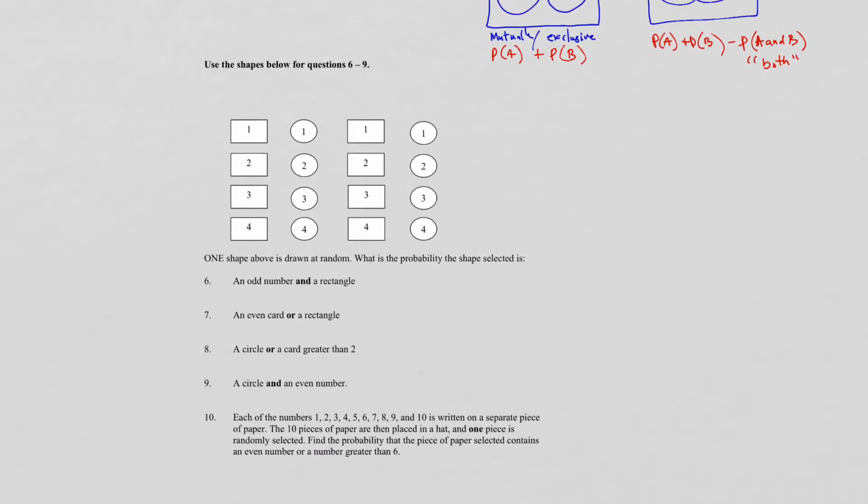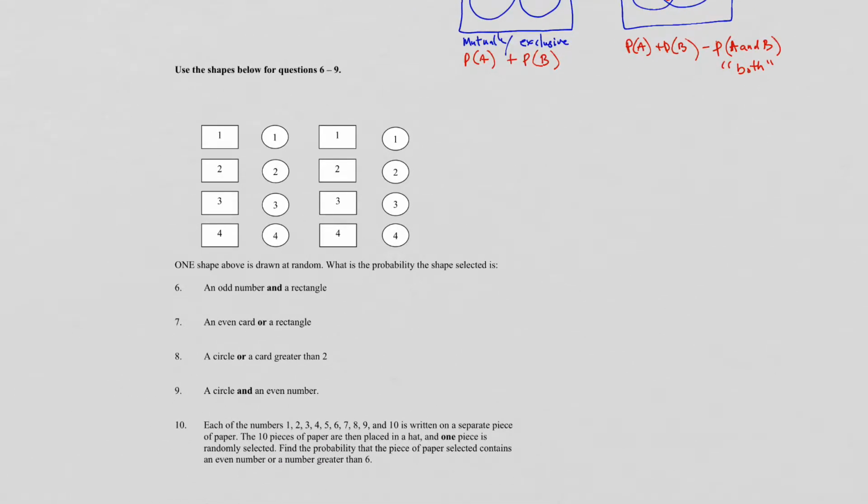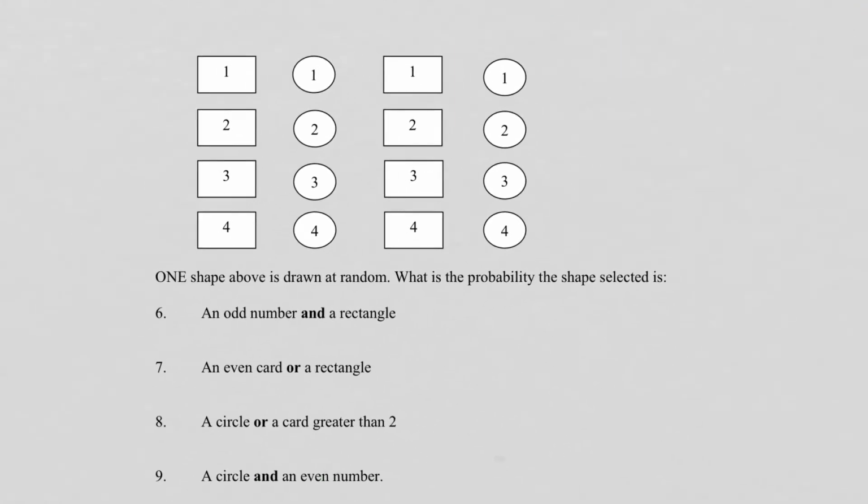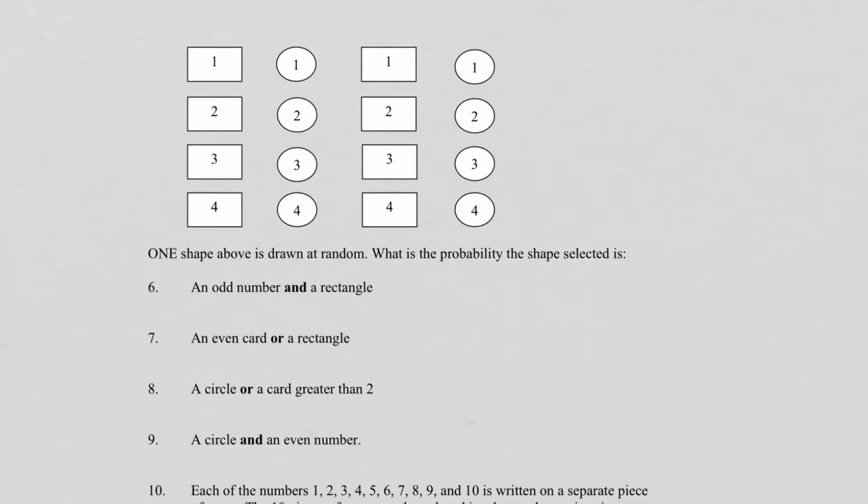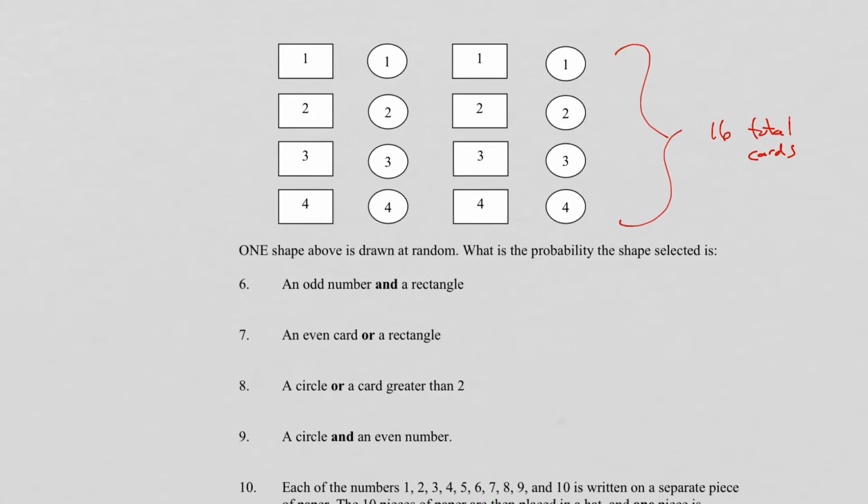Okay, so let's take a look at this scenario. We have some cards here. Rectangles, circles. First, what's the first thing you always do? You need that denominator, which is the total. So how many? 16 total cards. And we have some shared characteristics. So we have odd over here, we have even over here, there's a bunch of twos. The row of threes is all odd, and the fours are all even as well.